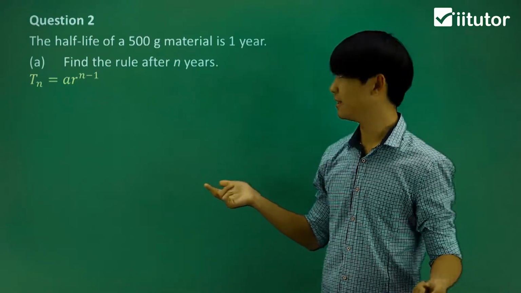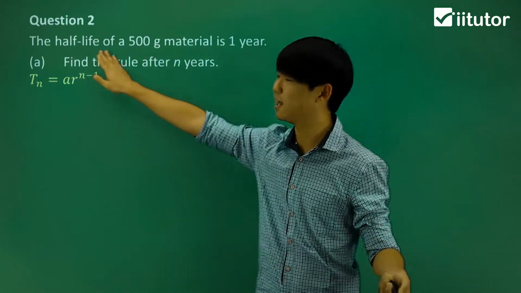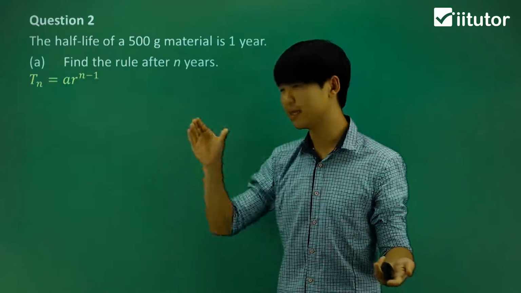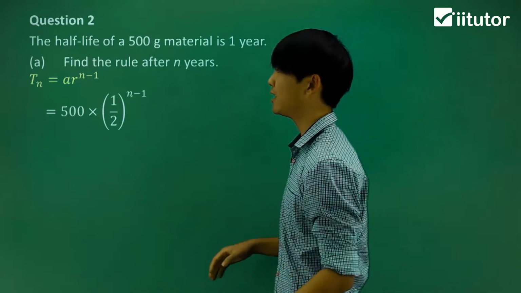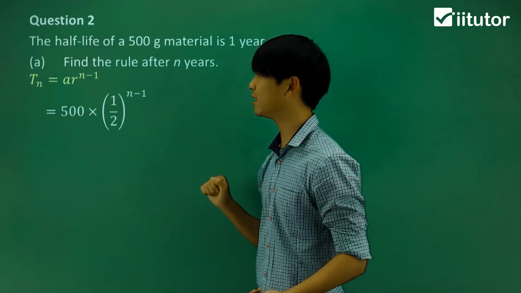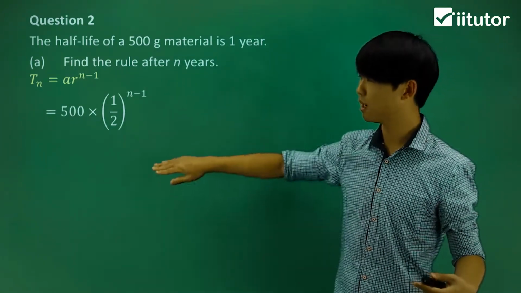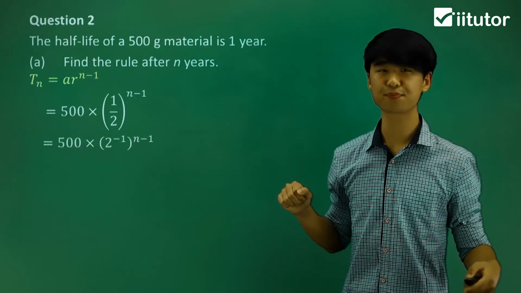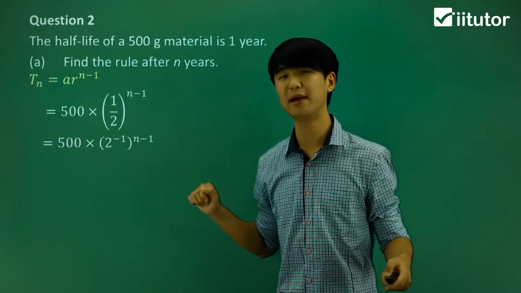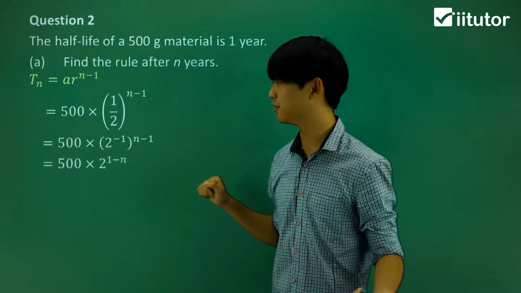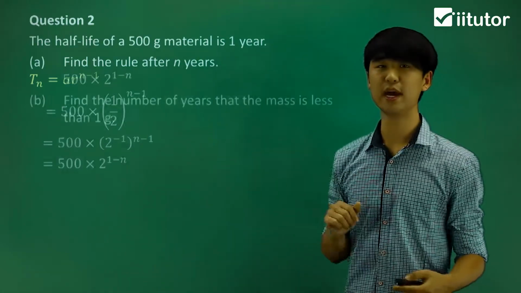So we start off with A equals 500. Now r, like we said, is the half-life. r is the common ratio, and it's getting degraded by a factor of half. If we sub all these numbers in, A is my first term, which is 500, and it decays at a rate of half, to the power of n minus 1. This is the answer, but we can simplify it. Half we can rewrite as 2 to the power of negative 1, and if I multiply my powers out, this will be my answer. This is the general term, or the rule after n years.